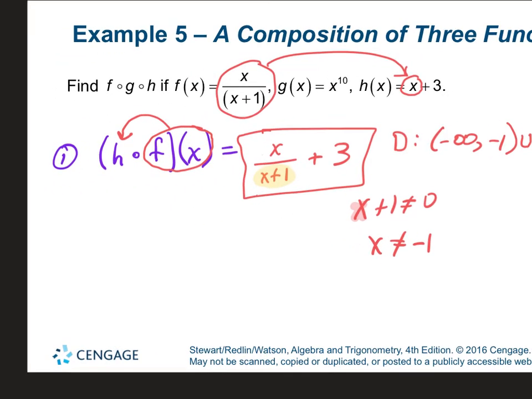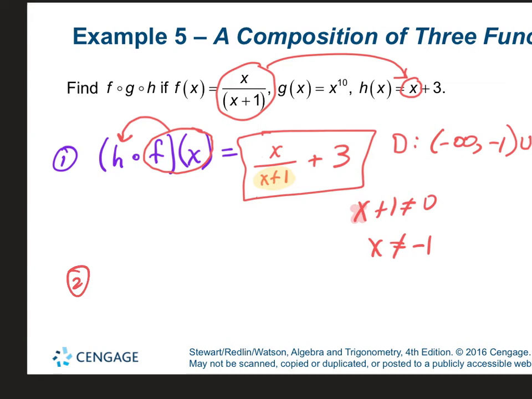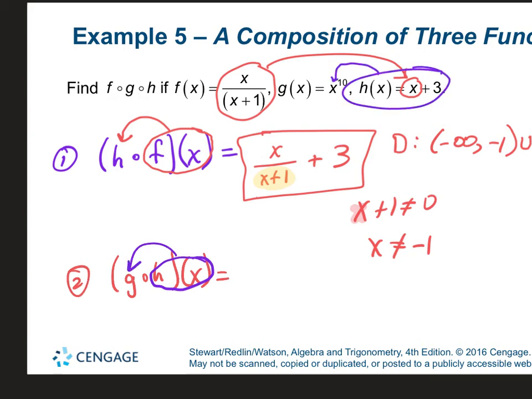Okay. What about if I said g of h of x? What am I going to do? Take the h and plug it into the g, right? So I'm going to take this h and plug it right in there to g. So what would this look like?